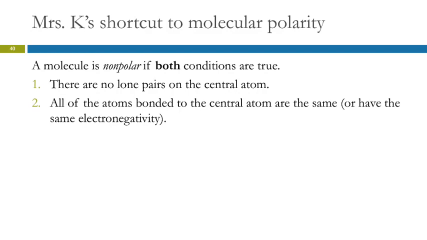So let's look at ammonia. We do need to understand the Lewis structure. We can't get away from that, because we need to know if there are lone pairs on the central atom. So we draw the Lewis structure for ammonia. And we do end up with lone pairs on the nitrogen. So the shortcut method looks at this and asks, are there lone pairs on the central atom? Yes. We don't need to go any further. This is polar.